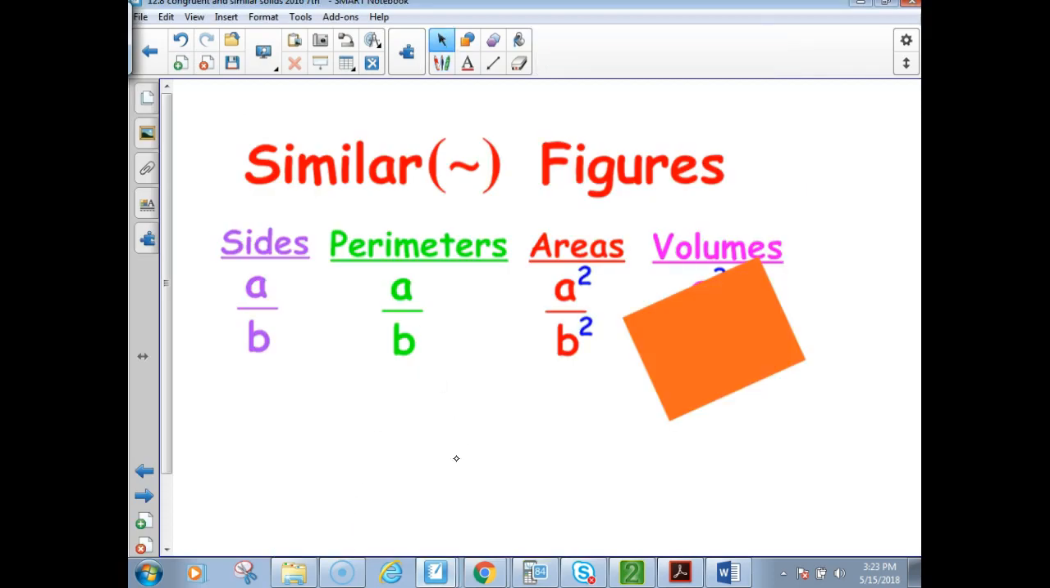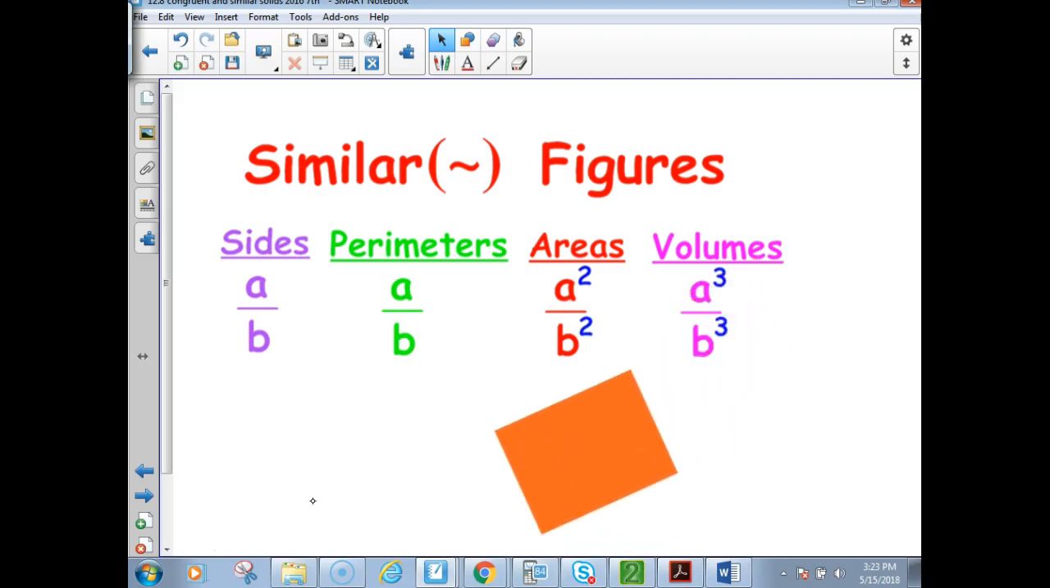The new thing today about volume was if we have similar figures, we know about the ratio of their sides is A to B, perimeters A to B, area is A squared to B squared. The new thing was volumes are A cubed to B cubed.